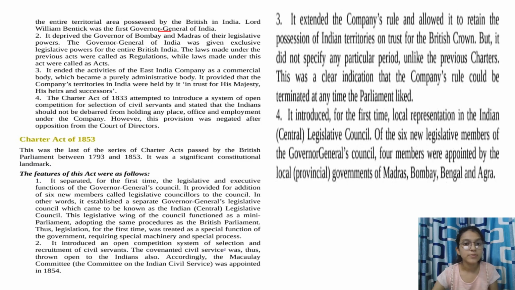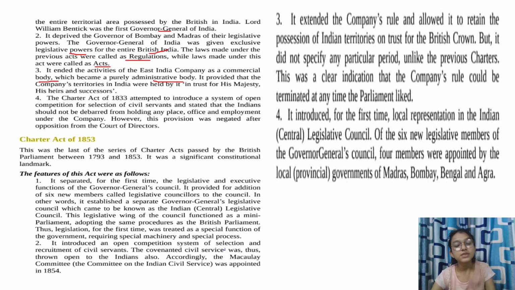It deprived the Governors of Bombay and Madras of their legislative powers. The Governor General of India was given exclusive legislative powers for the entire British India. So now the concept of legislative power and executive power has come into force, so that they are ruling a particular part of India. The laws made under the previous acts were called regulations, while laws made under this act were called acts. So earlier it was a regulation, that means certain guides and rules. Now it is called a proper act. It ended the activities of the East India Company as a commercial body, which became a purely administrative body. So what happened here?